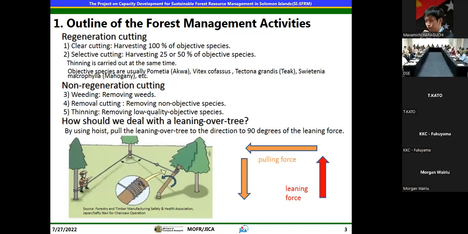Non-regeneration cutting. Point 3, weeding, removing weeds. This includes when resource owners move around in the forest, if there are weeds growing around good standing trees, all these weeds and vines need to be removed. This will allow the tree to grow into a good tree in the future for timber.